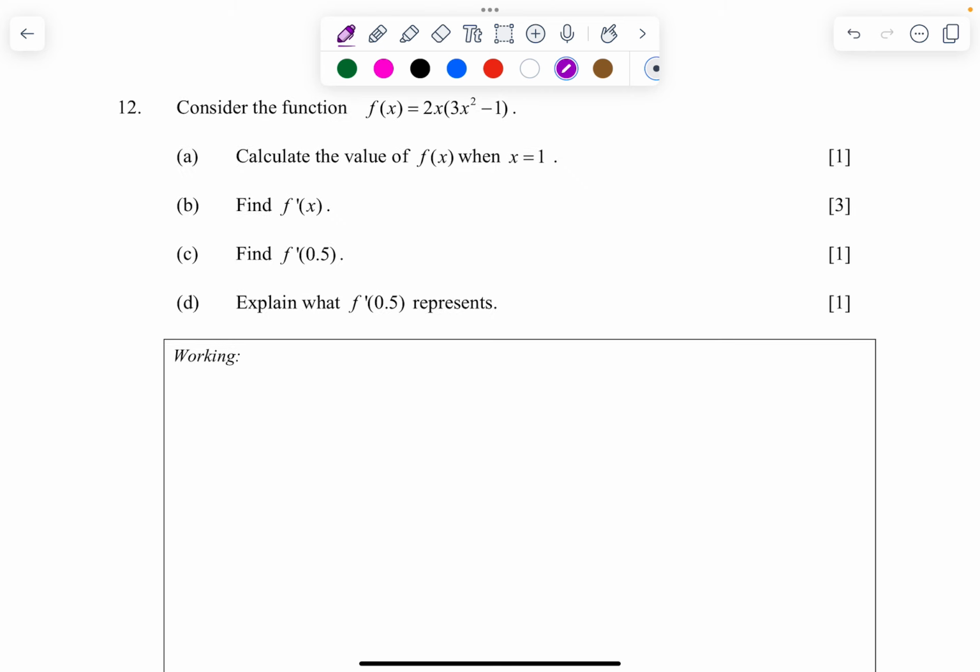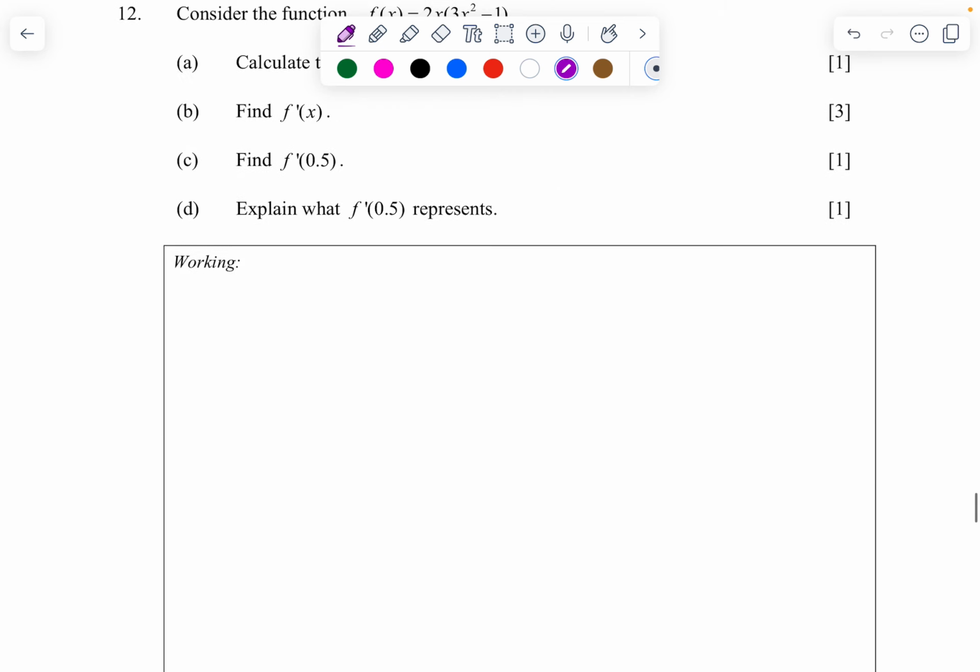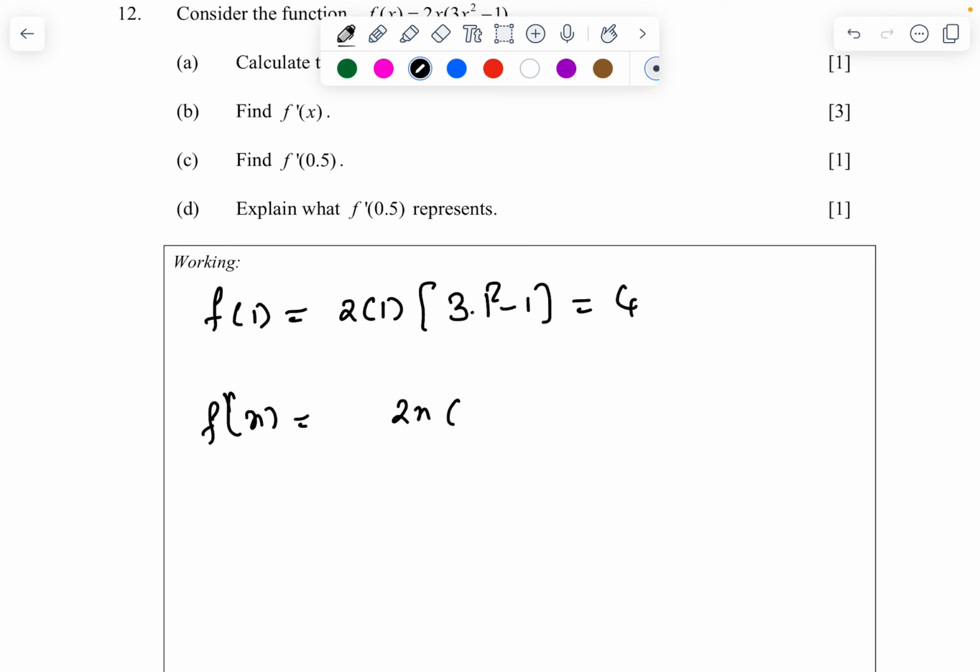Question number 12. Function f of x, find the value of f of 1. So f of 1 equals 2 times 1 times 3 times 1 square minus 1, which is going to be 4. F prime x. First of all, f of x equals 2x times 3x square minus 1, which becomes 6x cubed minus 2x.